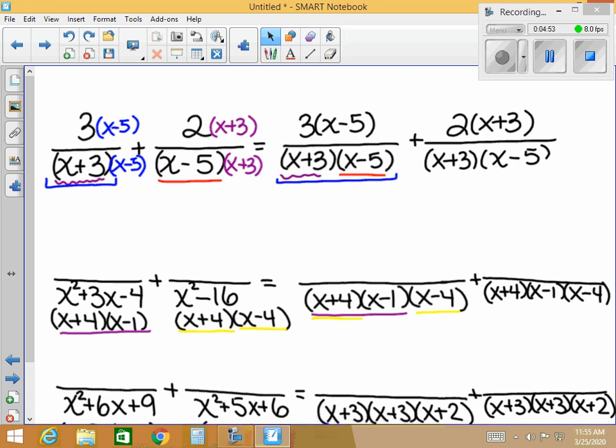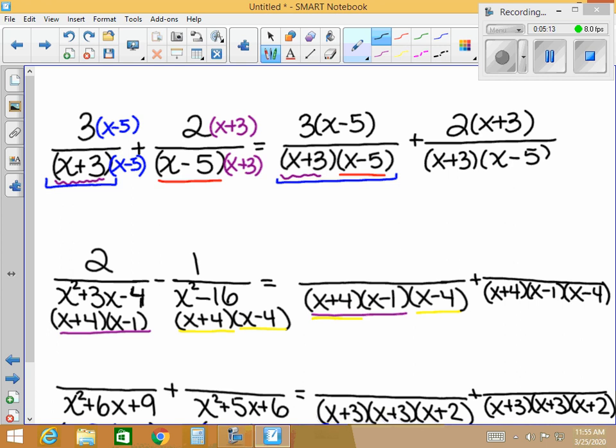Okay, let's do one more. Let's do one more. Eraser. So there's a minus sign here instead of a plus. Let's put a 2 here and a 1 here.